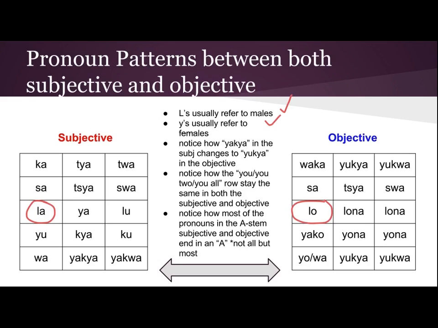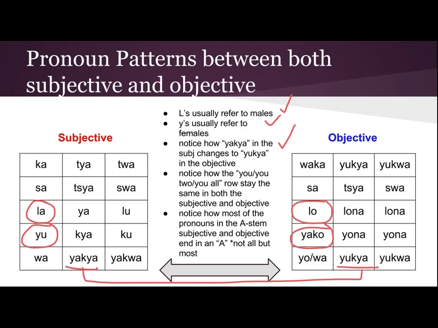Y's generally reference females, so that's true. Subjective is you, objective is yago. They are different, but they both start with a Y. They both mean her, a younger her, generally. The other thing I want you to pay attention to is notice how yagya in the subjective changes to yungya in the objective. They are very close, but they are not the same.